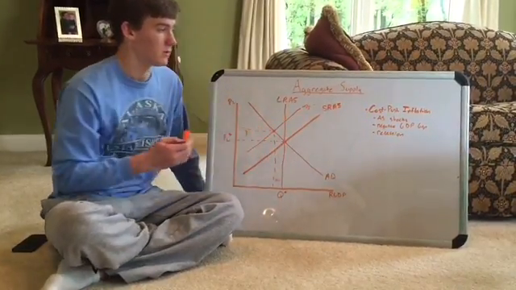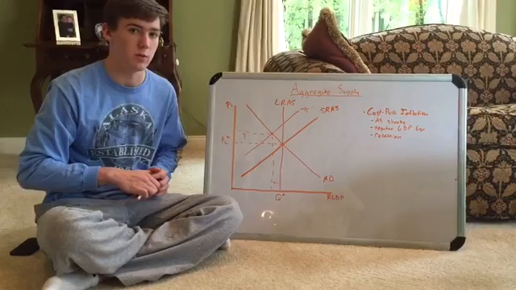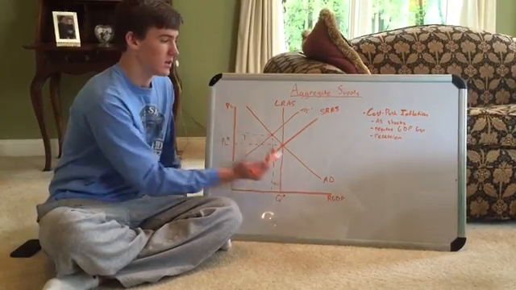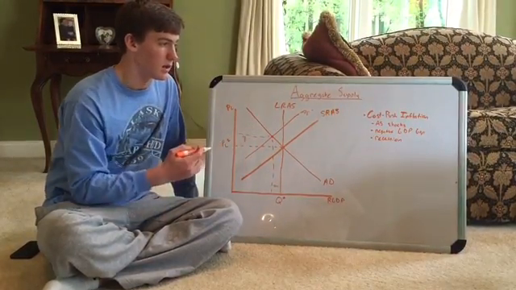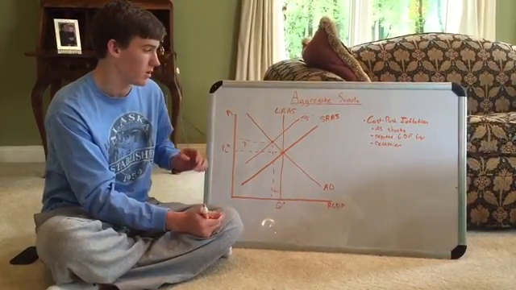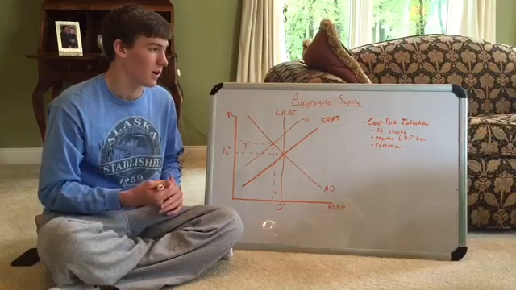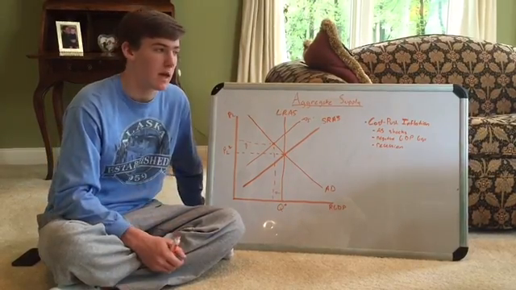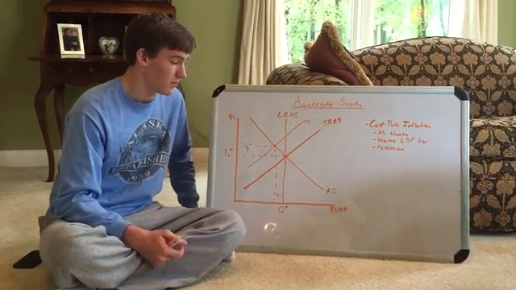Then we have cost push inflation, which is when aggregate supply suddenly shifts up to the left like this. This is also referred to as an aggregate supply shock. It causes price levels to rise, as well as a negative GDP gap, and it can cause a recession.